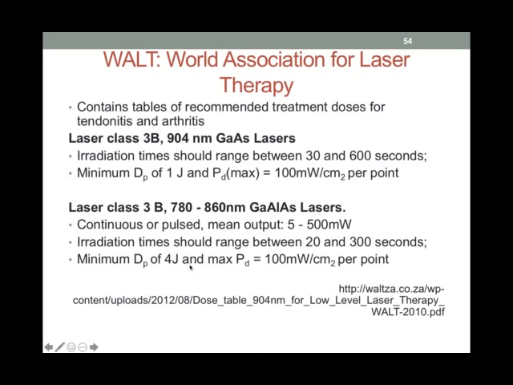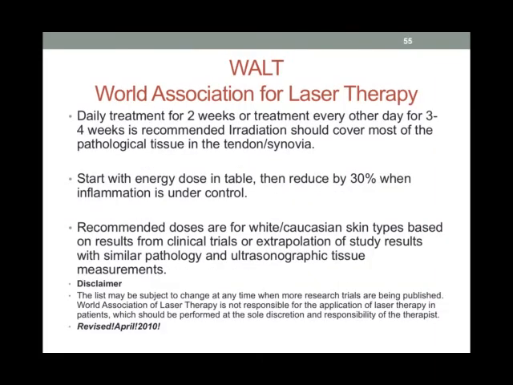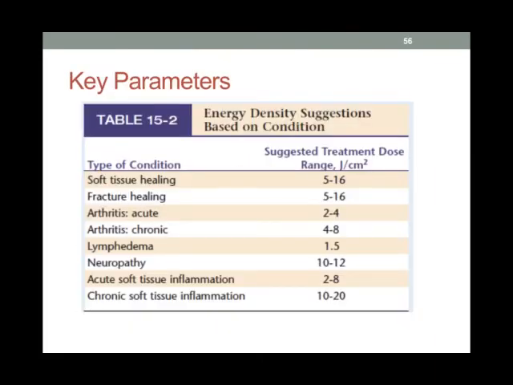Another way: this is talking about, Wald very much talks about how many joules should be delivered for a specific diagnosis. But there are other suggestions for a wider range of pathologies, and these tend to be based on joules per centimeter squared. Think about it, is that the power or the energy density? Because it's a joule, it is the energy density.